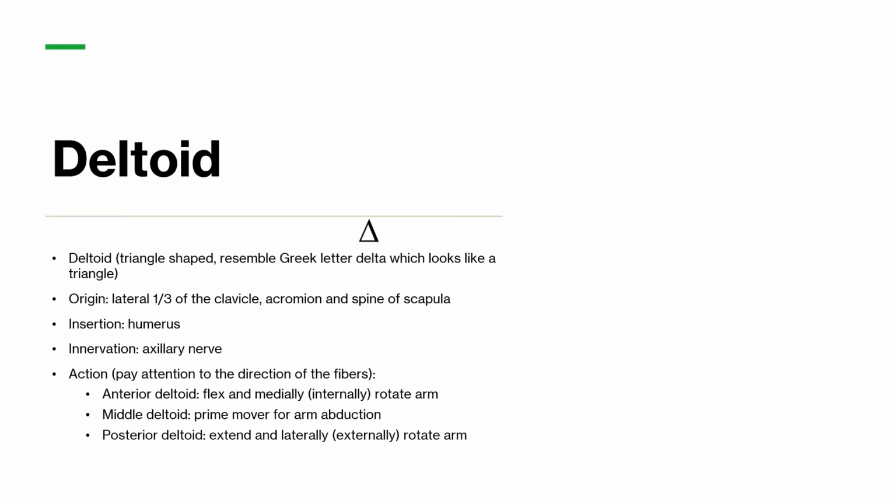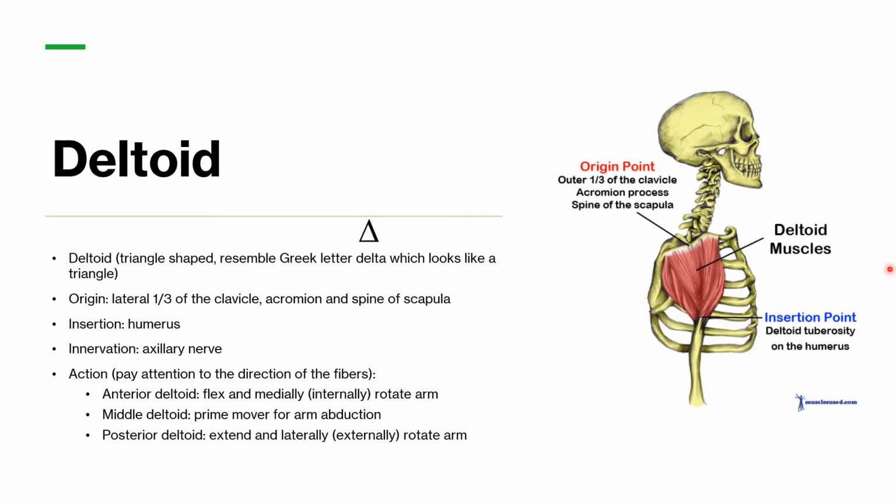The deltoid. The deltoid is a triangle-shaped muscle. Deltoid means triangle shape. It resembles the Greek letter delta, which is this, and it looks like a triangle, which is this. So the deltoid originates from the lateral third of the clavicle and the acromion and spine of the scapula. It inserts on the proximal humerus. It's innervated by the axillary nerve.